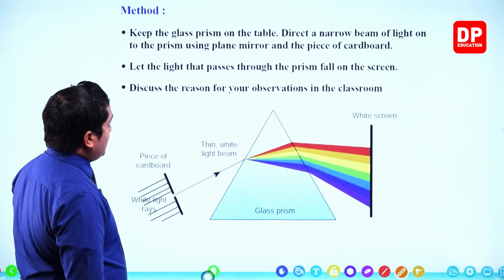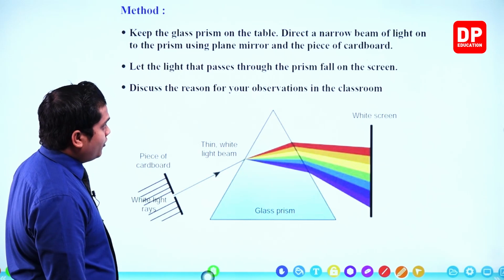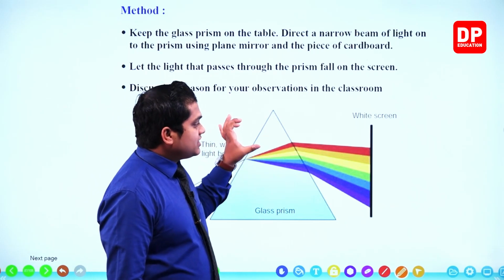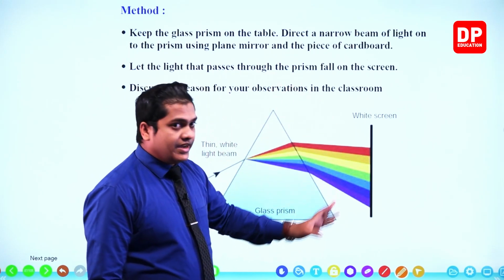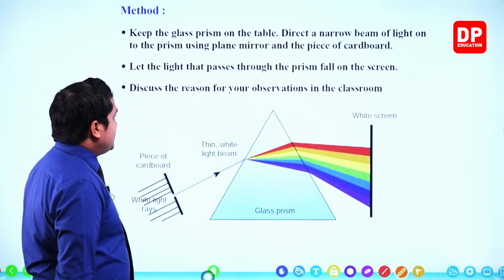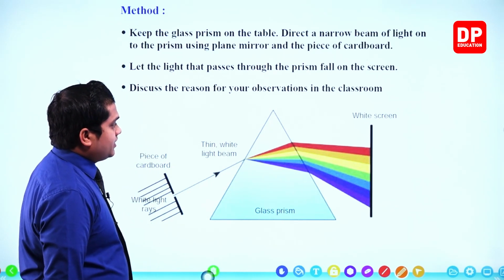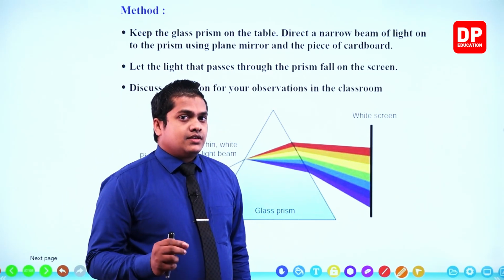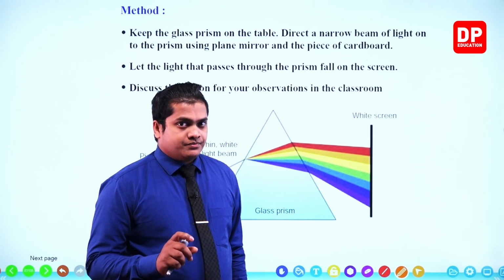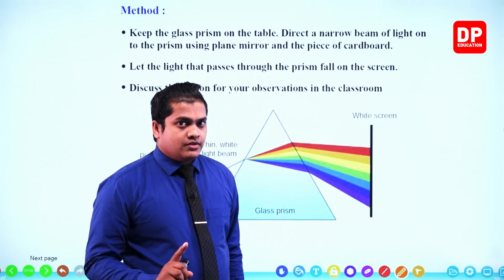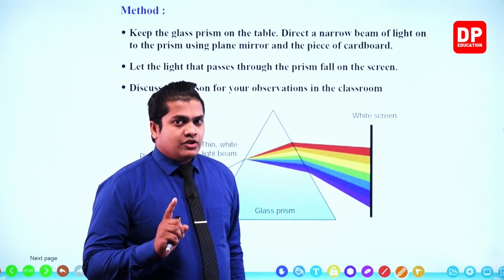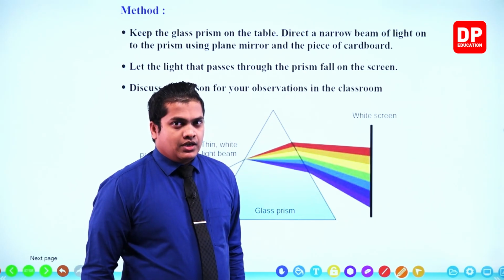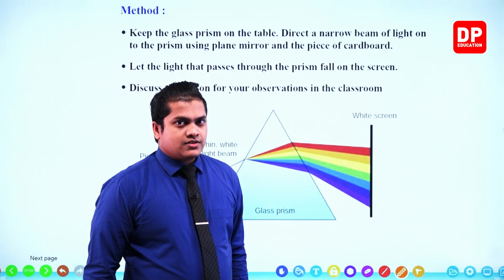Then my dear children, let the light that passed through the prism fall on the screen. Now what you have to do? You have to allow this light ray to fall on the white screen, right? Discuss the reason for your observations in the classroom. Now, in the classroom, after that, we are going to discuss the reason for that particular observation. Actually, what is going to happen here is the white light is getting separated into 7 colors, which are the colors of the rainbow.